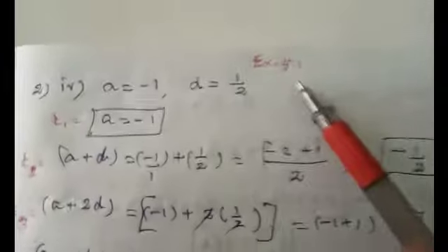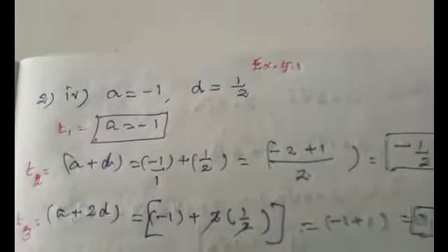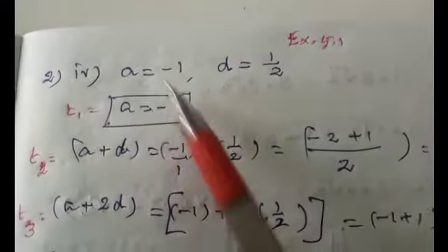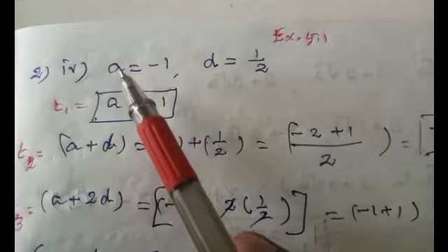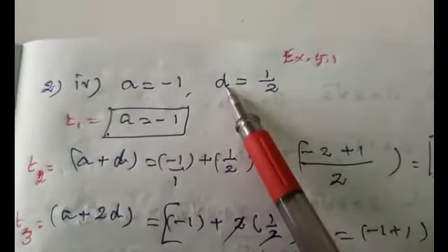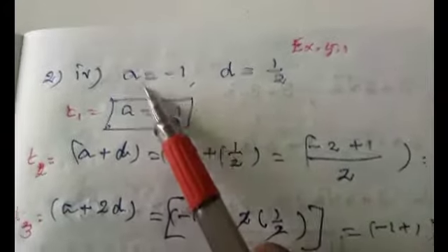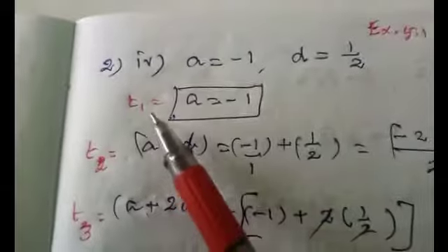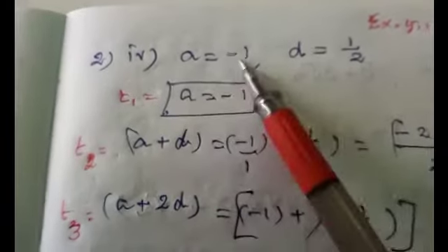Exercise 5.1, the second Roman letter. So we have to find out the first 4 terms of the arithmetic progression given that A, the first term, and D, the common difference, are given. So here A is equal to minus 1 and D is equal to plus 1 by 2. So the first term T1 is equal to A, so that is minus 1.